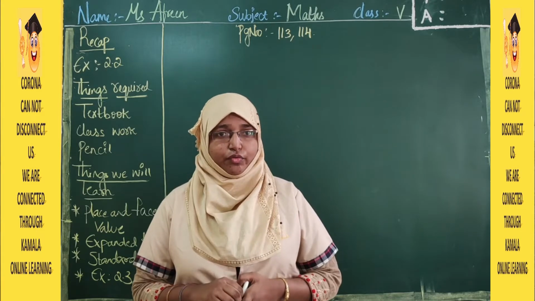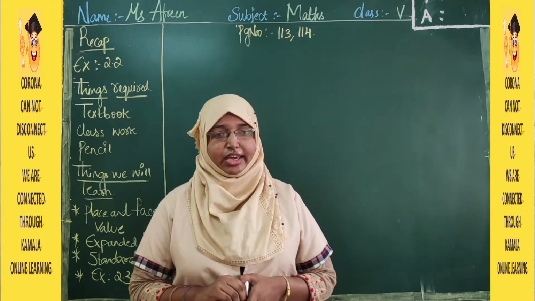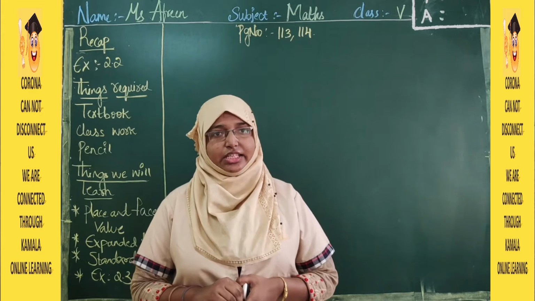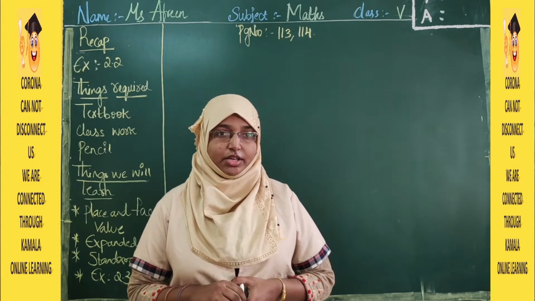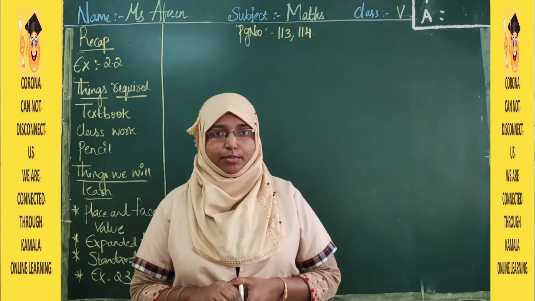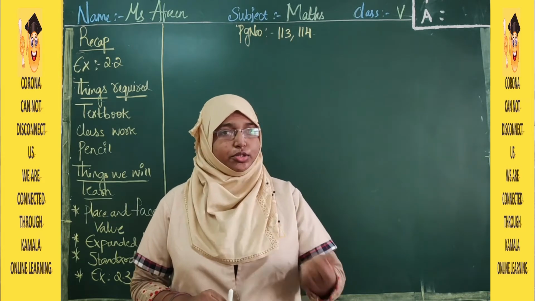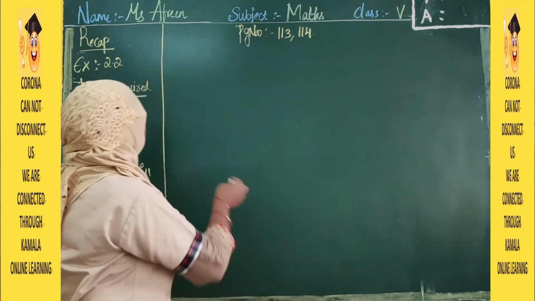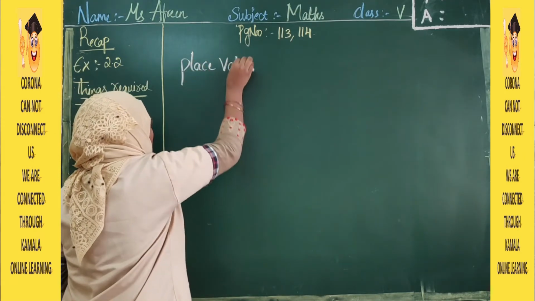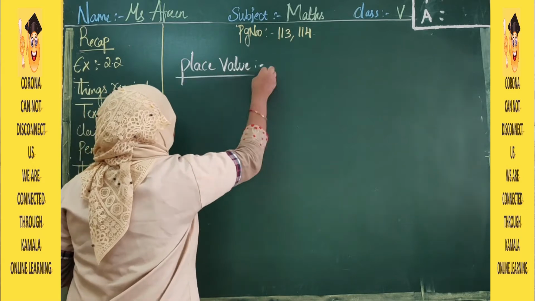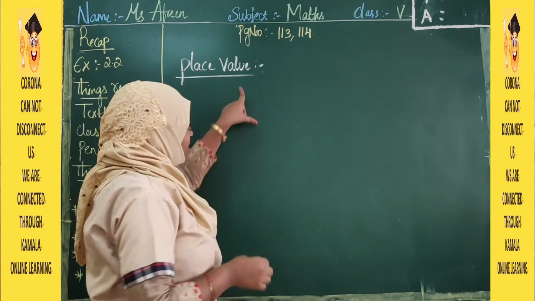Next, place value. Where are we going to use place value? We are going to use it in expanded form. So how to write expanded form? Expanded form means we write the number in elaborate form, so there we use place value. Let us see a small example for place value. So what is place value?